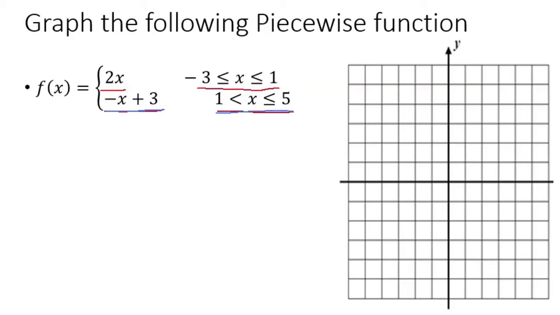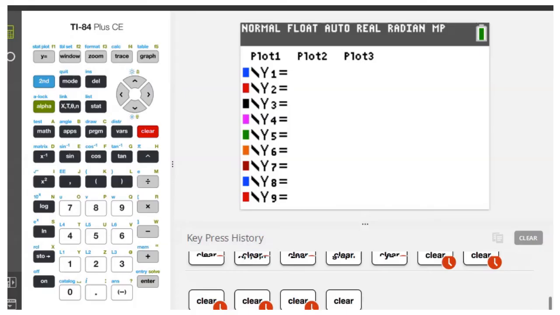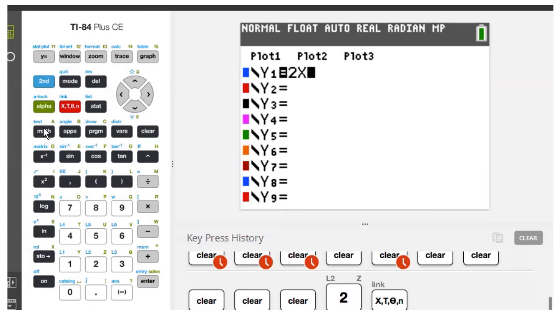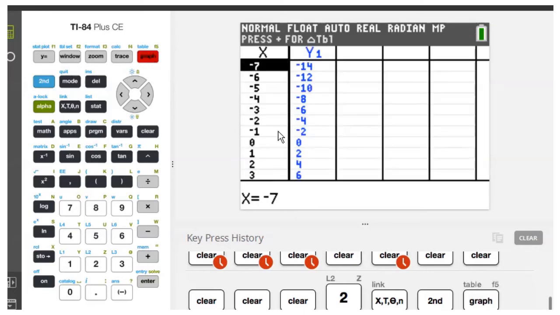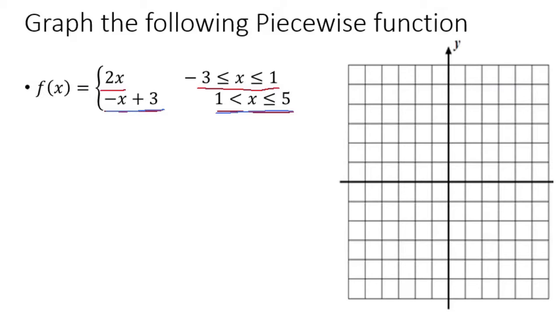So let's graph the first piece. We have 2x. I'm going to use the graphing calculator to find the values, so I'm going to put 2x in my calculator. But the values I need to pay attention to in the table are the values from -3 to 1. So the values are -3, -6, -2, -4, -1, -2, 0, 0, and 1, 2 only, because I have a restricted domain. And this is exactly what I'm going to put in my first table.